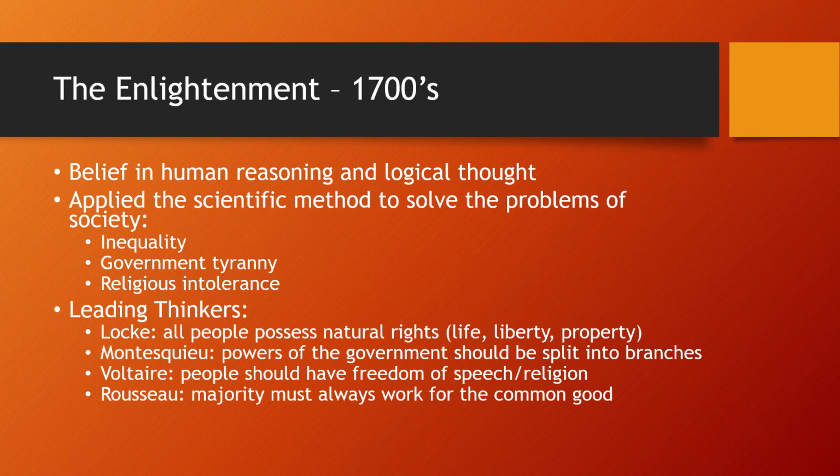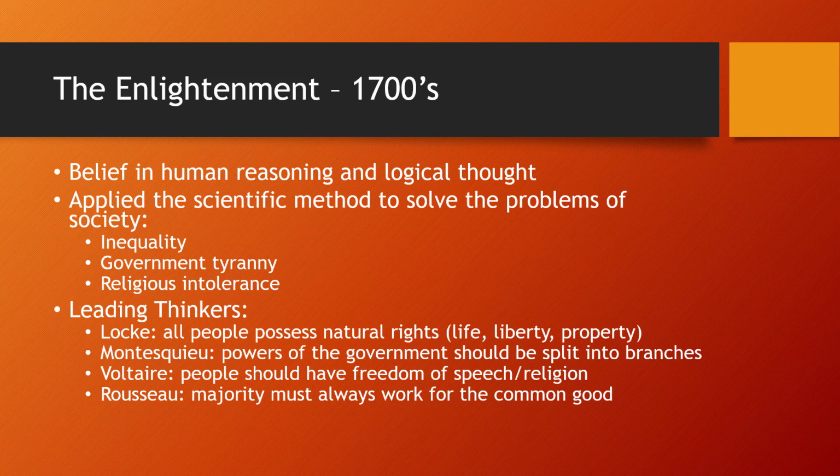Leading thinkers of the Enlightenment, or philosophers that you should remember for this course: John Locke would be a good one to remember, and his main idea was that all people possess the right to life, liberty, and property. These are also known as natural rights. Natural rights are rights that we are born with, and no government, monarch, king, or queen is allowed to take those away.